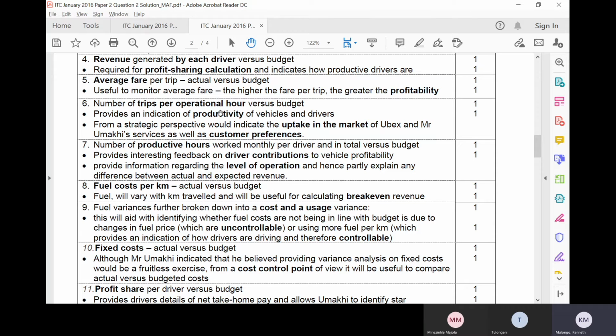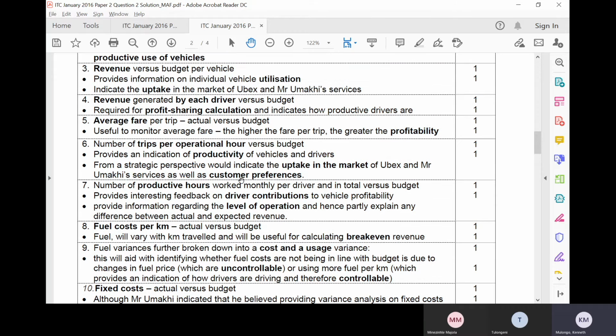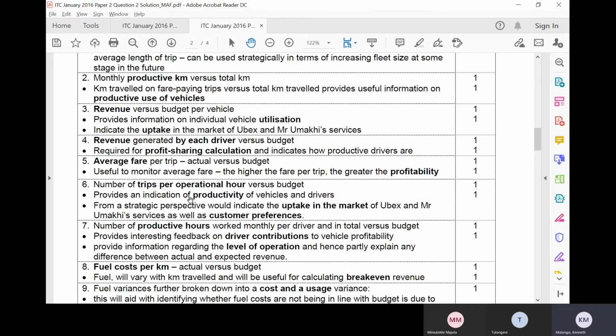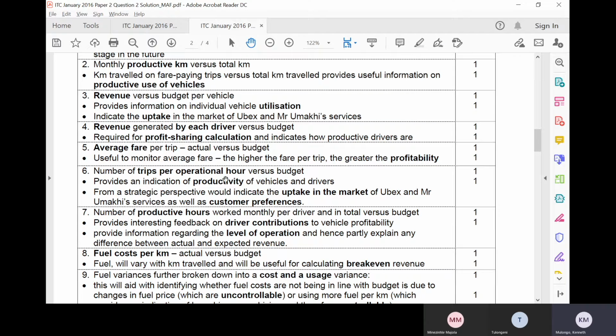Cool, number of trips per operational hour. What's interesting is that, the same way we were looking at productive kilometers, another factor that's important for this business is the hours that they're operating. There's only a certain amount of hours, and any hours lost is effectively money lost. And it would make sense that you would want to get more trips per hour, because that will increase your revenue.